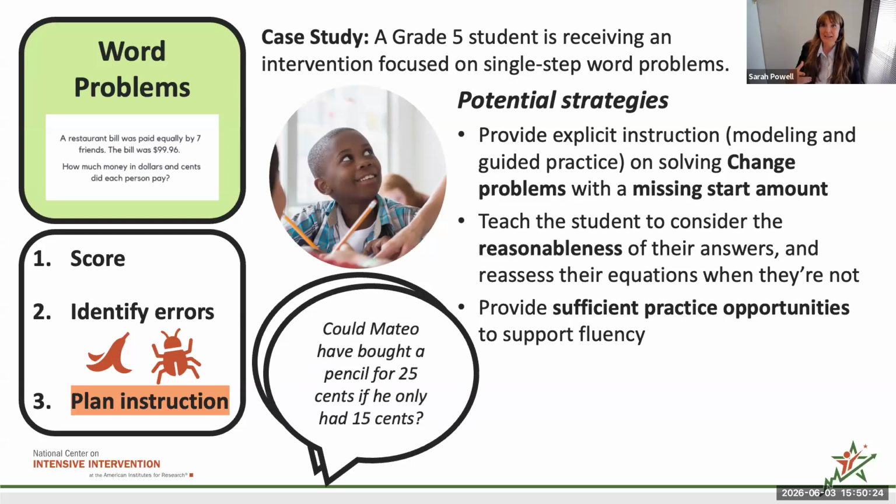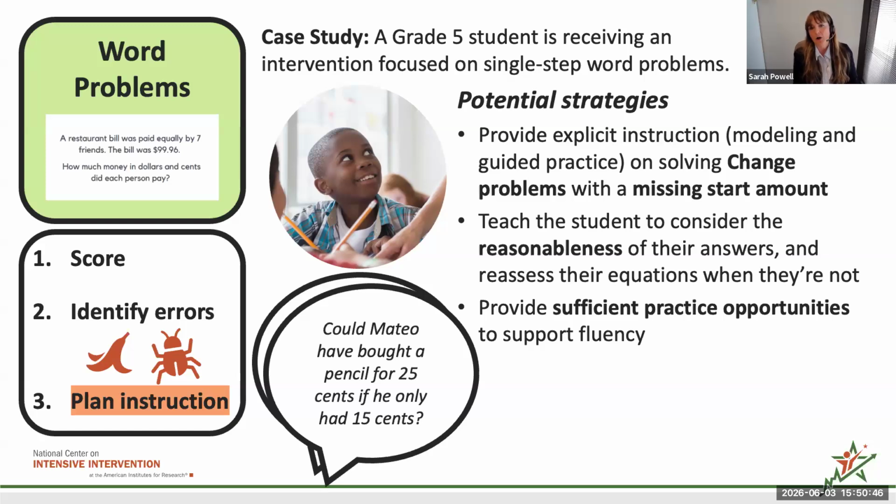Here's where I may even want to get a bag of potato chips and put 7 in it and say, okay, take 15 out of here. Is that possible? It's not possible. Or maybe I could ask, could Mateo have bought a pencil for 25 cents if he only had 15 cents in his wallet? That is not possible as well. So we want to give students some real life experience with checking for reasonableness.